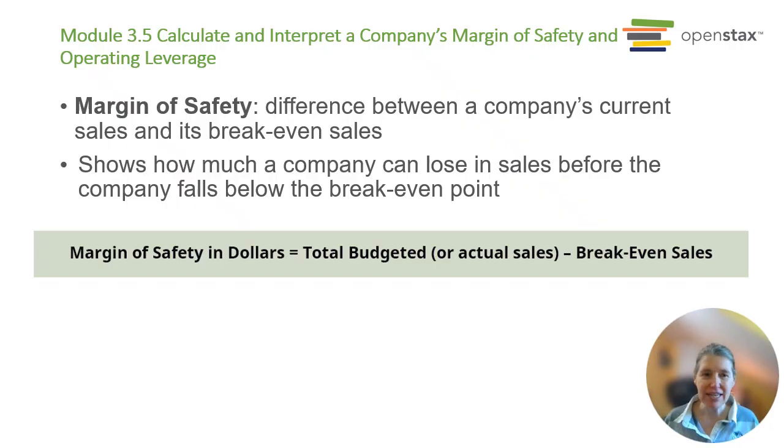But very easy. You take your total actual sales or your budget that you're shooting for minus your break even. So we would like to be $30,000, $50,000, whatever it is, above break even. It's just a fancy way of saying this is our cushion.